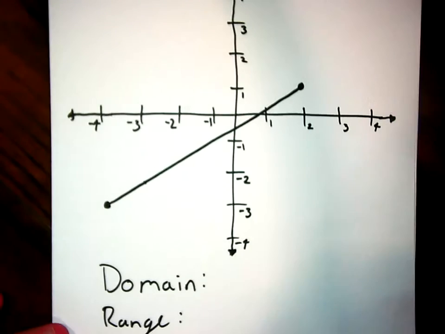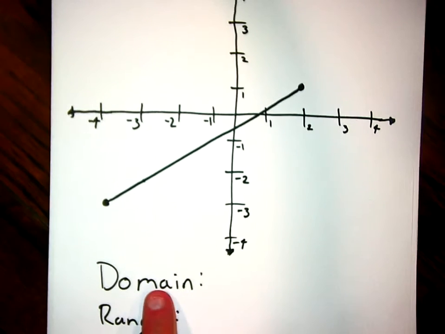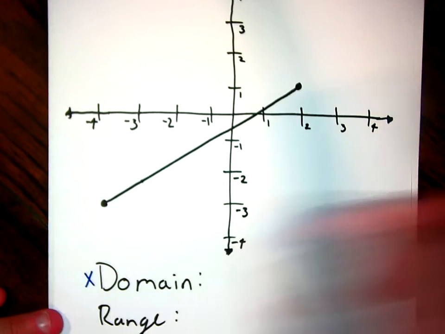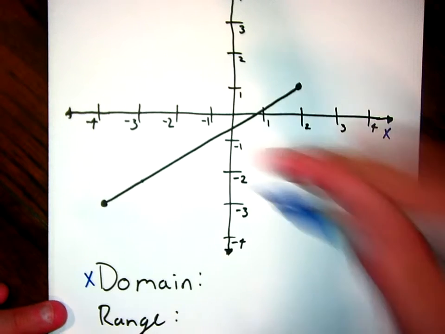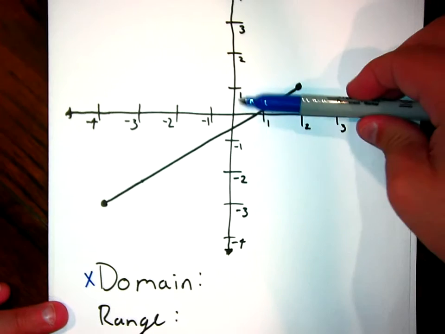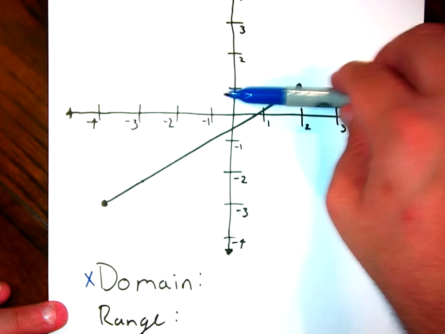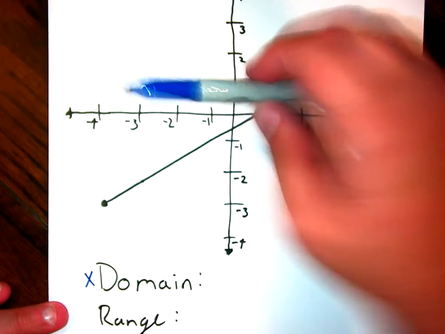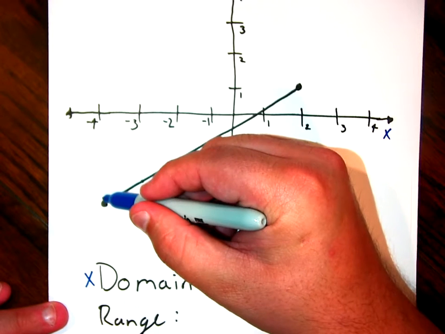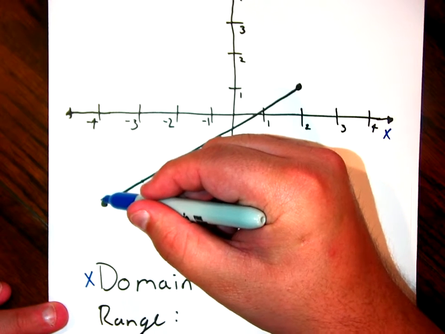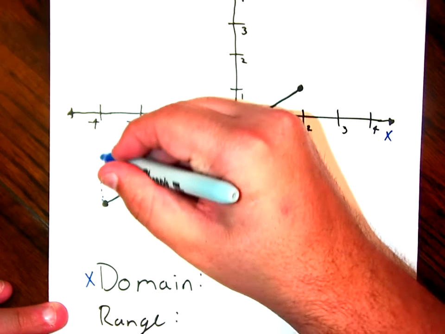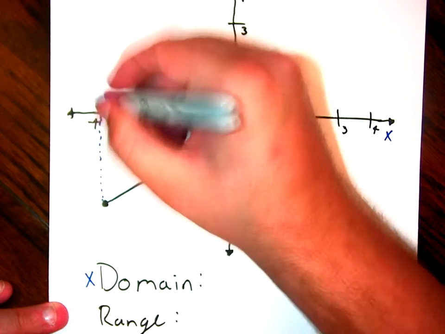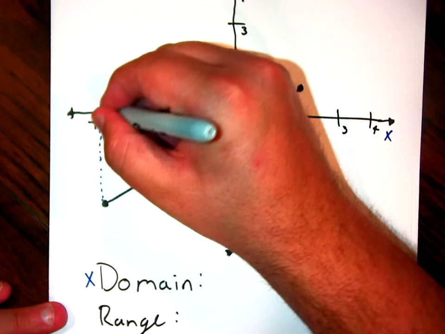So if I want to know the domain, the x values of this linear function, we're going to start at the lowest possible end, the negatives. How far to the left does this thing go? And you'll see the leftmost point is right here. It's this point right here. And if we draw a line to the x-axis, you'll see the x value is -4.